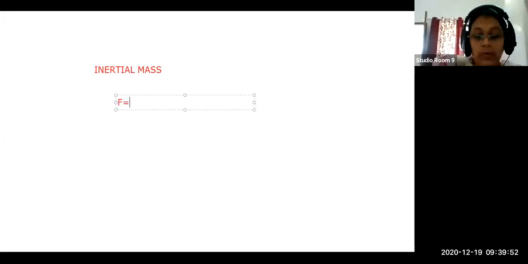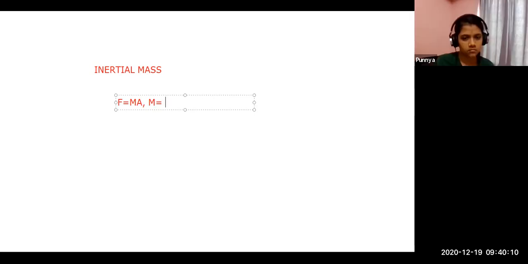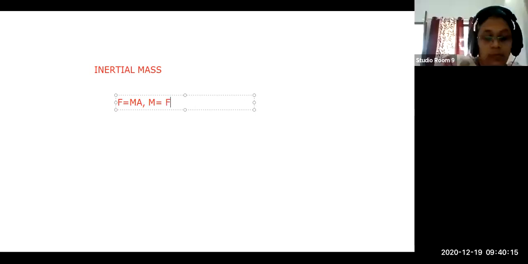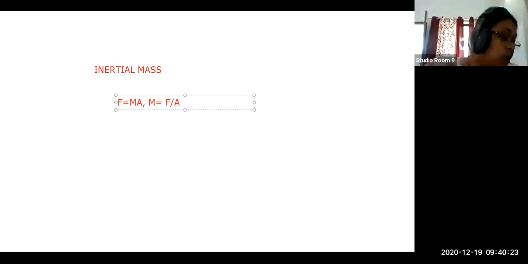F is equal to ma. Therefore, from this equation, what is m? m is equal to what? Just manipulation of that equation only, no? Correct. F by a. And if you are using this equation to find the mass of an object, we call it inertial mass. Okay. So don't write now. I'll give you the definition of inertial mass, and we can write this equation. Okay. So write down.